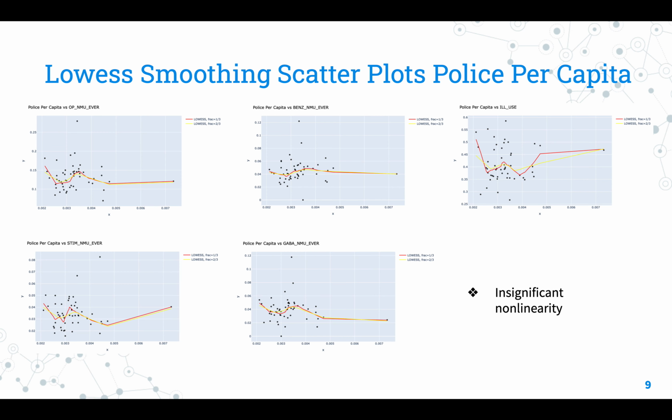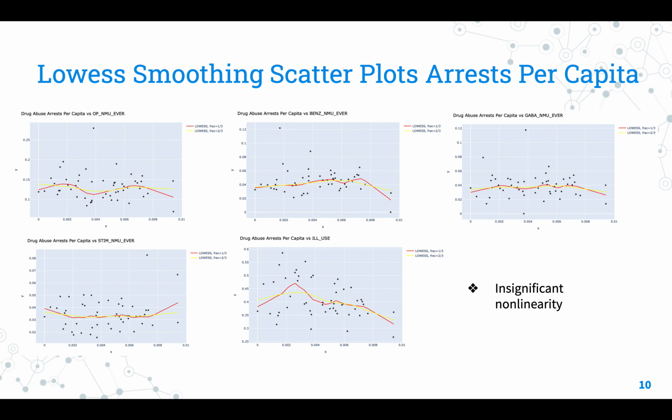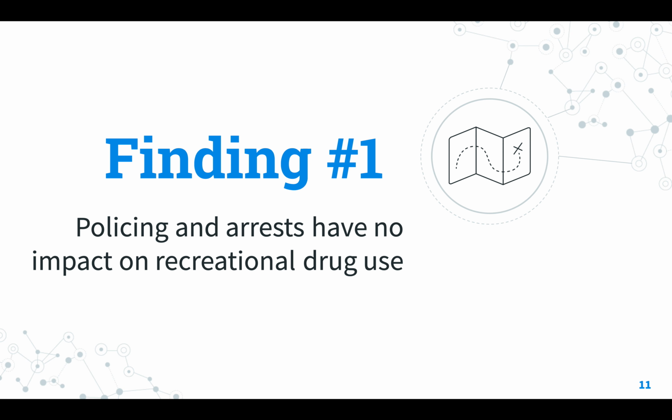Moving forward, our lowess smoothing scatter plots also showed similar results. This is our police per capita, which shows very insignificant nonlinearity against all of our drug variables. Similarly, for arrest per capita, there was insignificant nonlinearity against all variables for the drugs. Finding number 1, that was policing and arrests have no impact on recreational drug use.